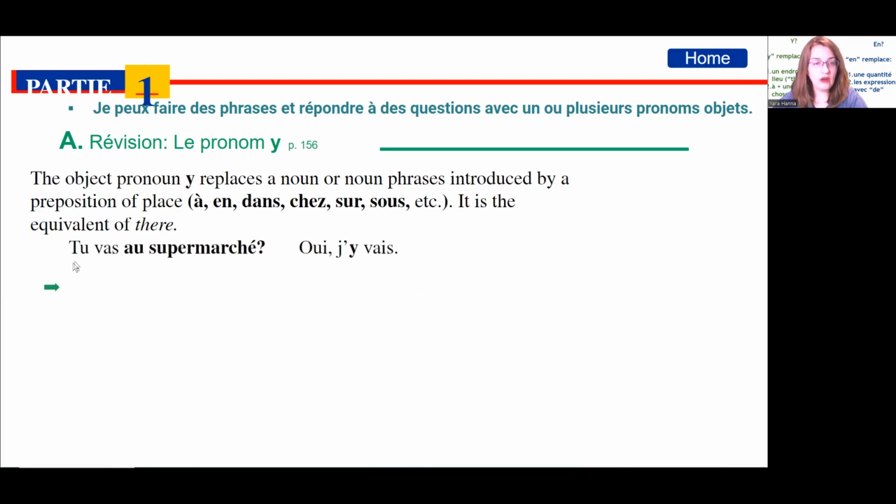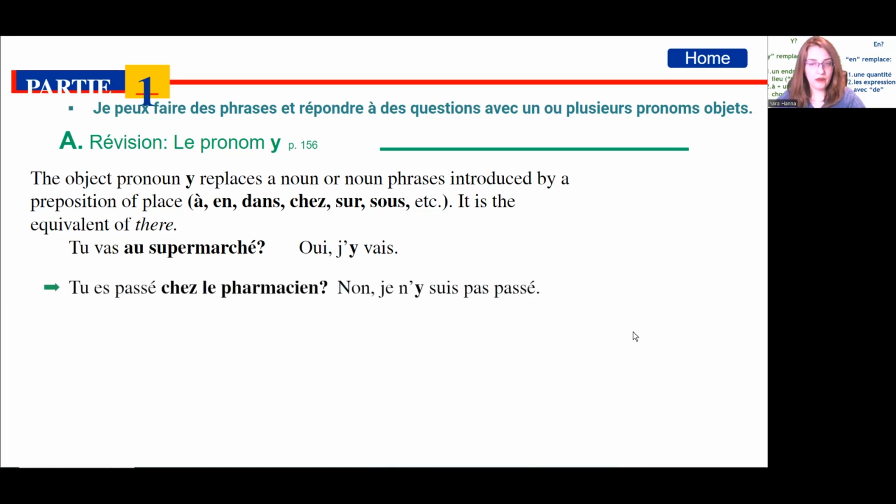Voici un exemple. Tu vas au supermarché. Voici au equals à plus le au supermarché. So you can replace the whole phrase with y. Oui, j'y vais. And you conjugate aller with je, not with tu, as in the initial sentence. And where do you place y? You place it before the conjugated verb. D'accord?